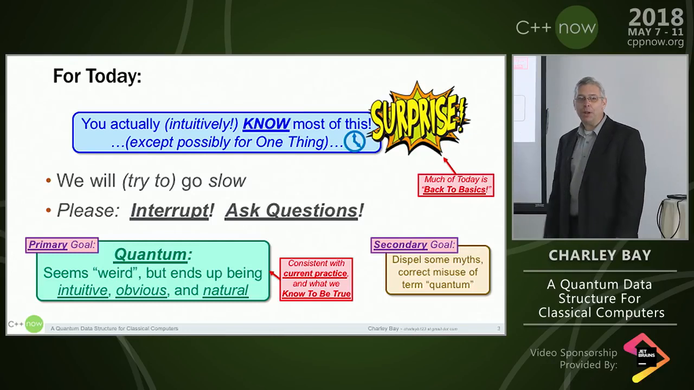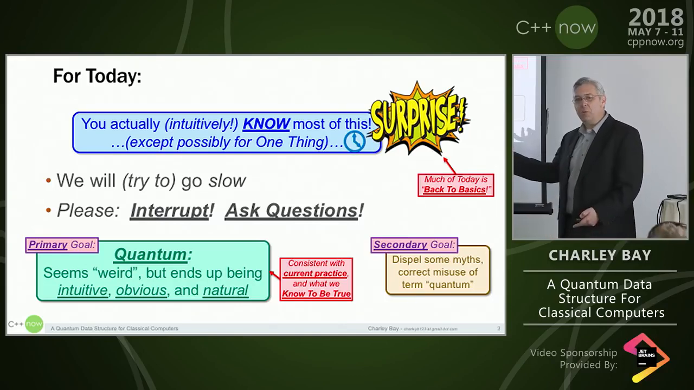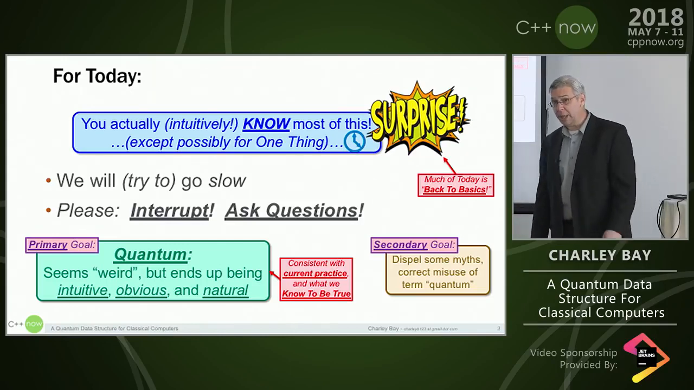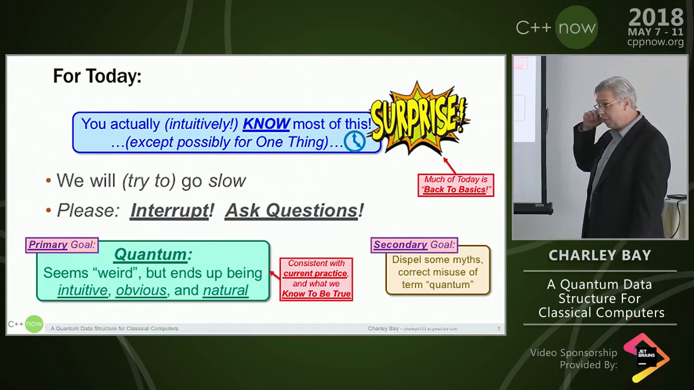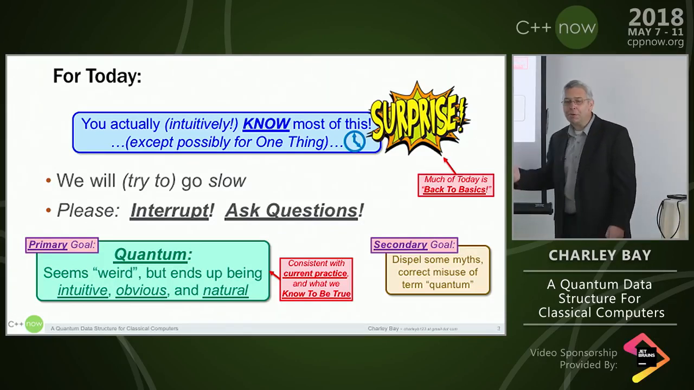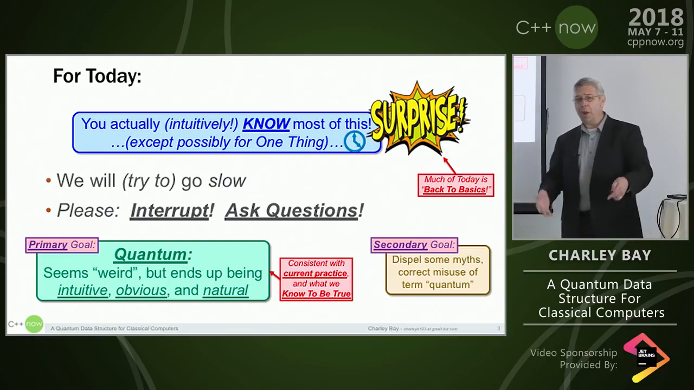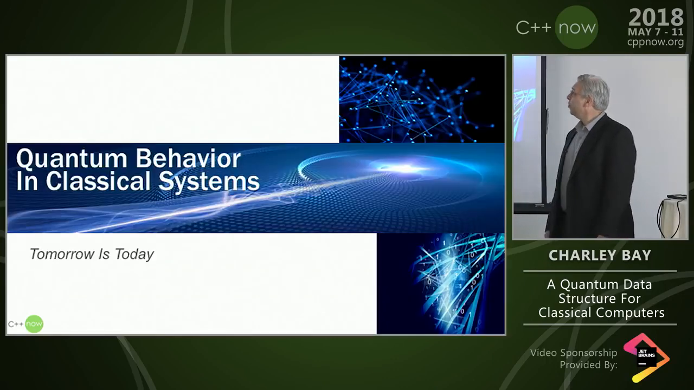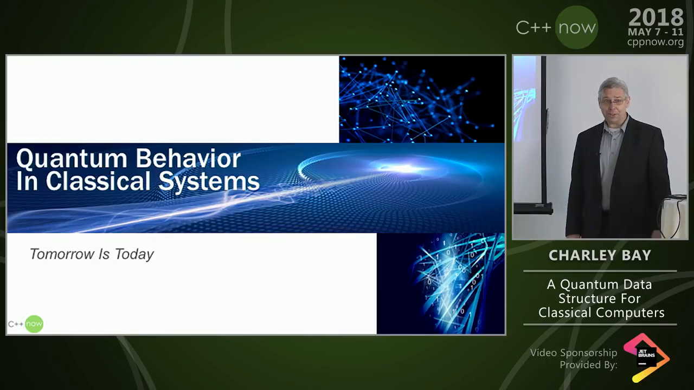But we're going to talk about quantum. At the end of today, I'm hoping everybody has a common shared understanding of quantization, measure of whole quantum. It seems kind of weird at first blush, but no, this is intuitive, this is obvious. 150 years after physics figured out a lot of stuff, this is already what we do. It's current practice. We have a secondary goal of correcting some myths regarding quantum, because every time you talk about quantum computing and quantum mechanics, nobody can get a finger on what's going on. This will do that. So, quantum behavior in classical systems.